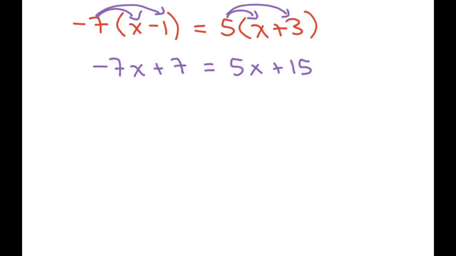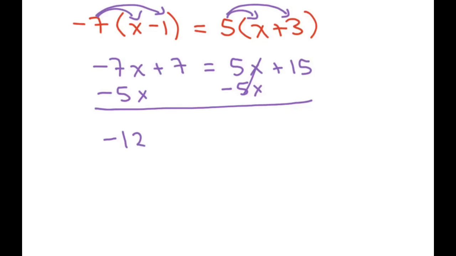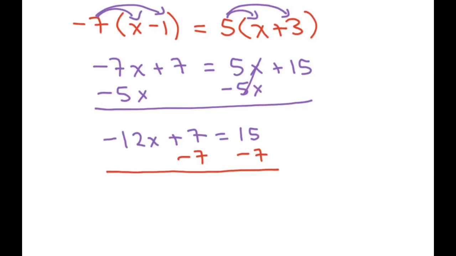Now I'm going to go ahead and subtract 5x from both sides. And this will just be 0. This is negative 12x. Then I'm going to subtract 7 from both sides. We're just doing like terms here, so you get negative 12x. This equals 0. And this is going to be 8.